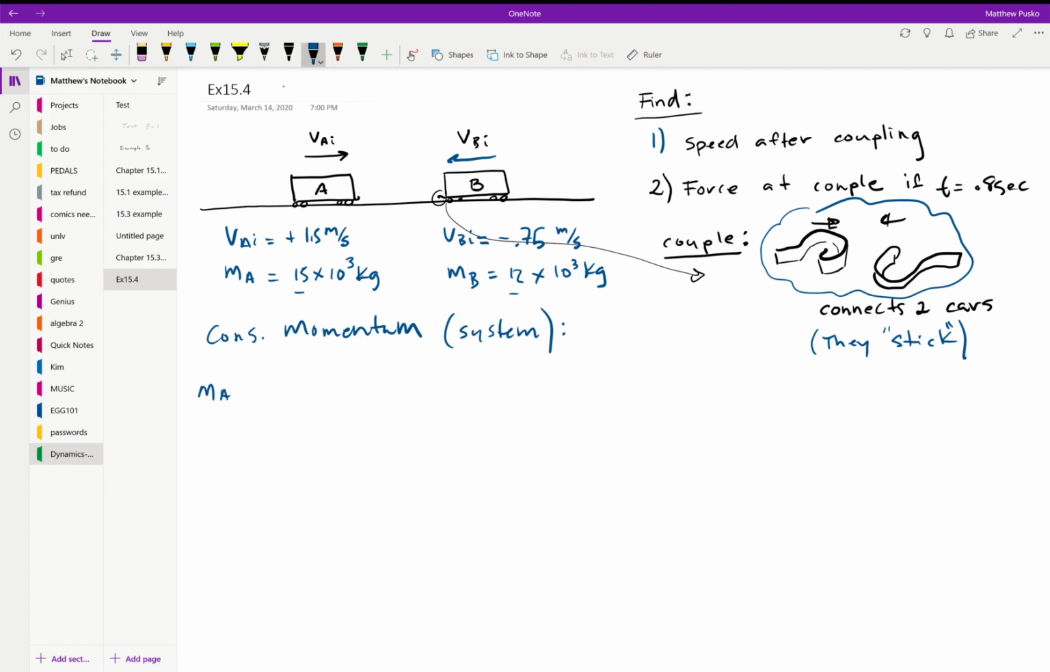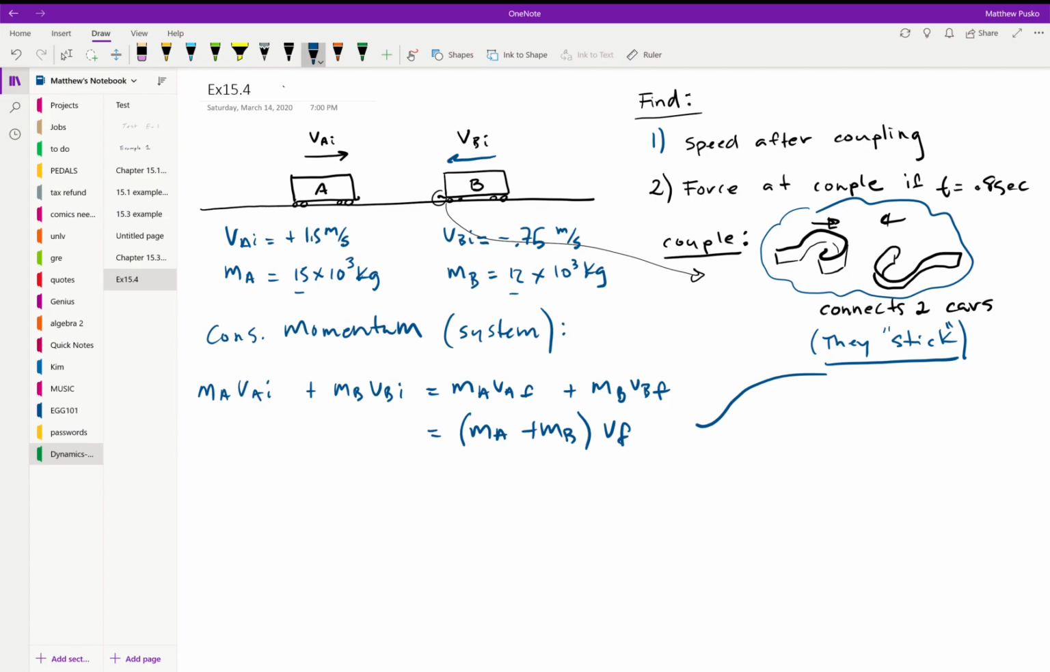We have mass A times the velocity of A initial. That's the momentum it begins with. Mass B times the velocity of B initial. That's the momentum of train car B. And then it's going to have some mass A velocity A final plus some mass B velocity B final. And when they say that it couples or that they stick, that means we can combine the masses, M_A plus M_B, and they will move off with some united final velocity.